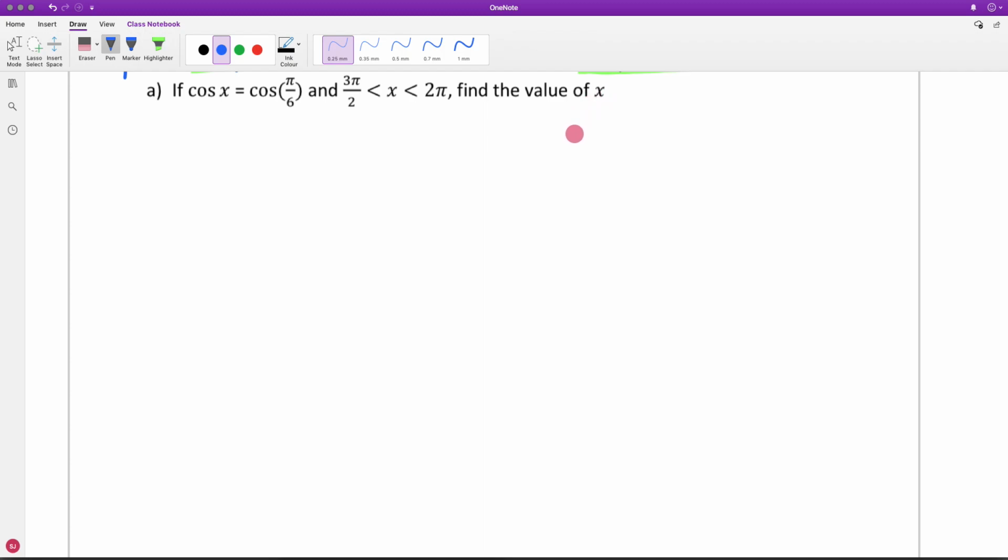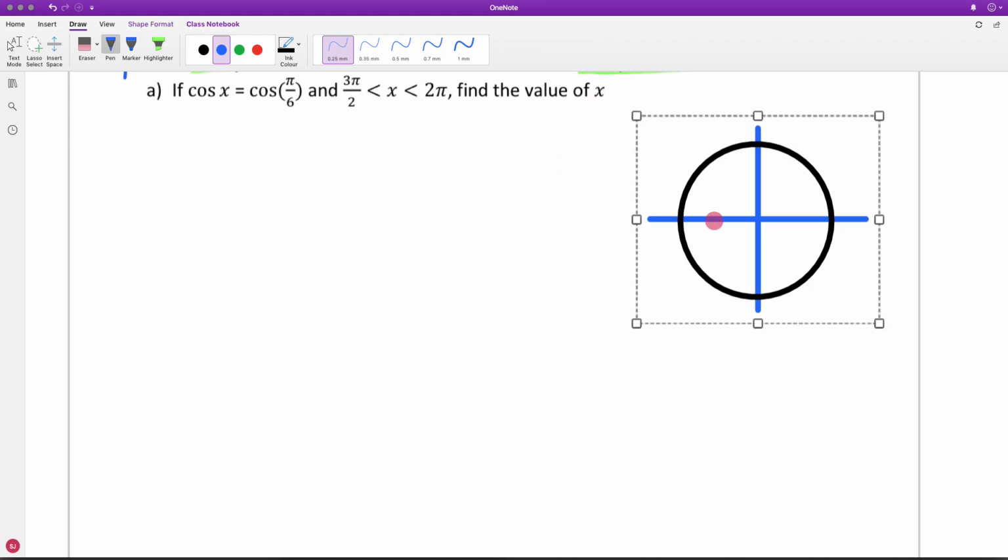Before we even approach this question, let's draw ourselves a unit circle. Now that we have ourselves a unit circle, let's really try to ask ourselves what this question is asking of us. It's saying that cos of a certain angle is going to be equal to positive cos, remember there's a positive in front of here, of pi on 6. So what we're going to ask ourselves is, for which quadrant is cos going to be positive?